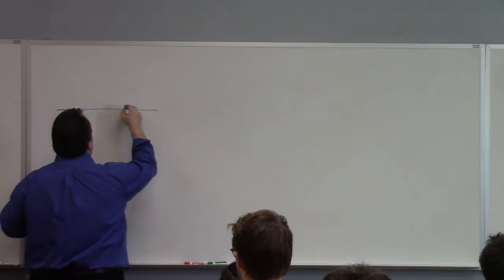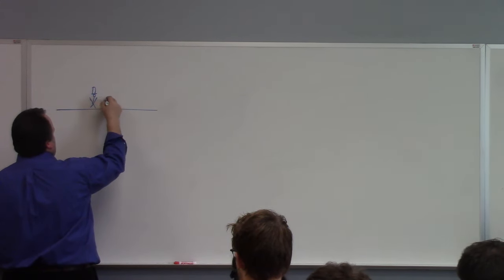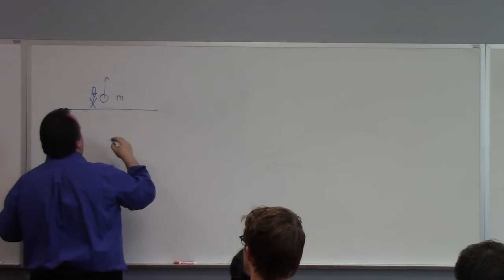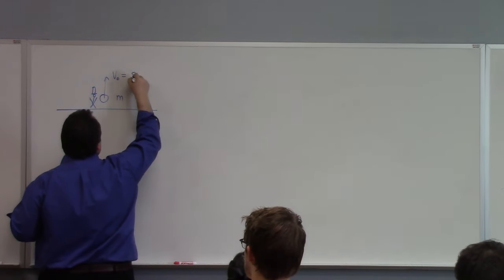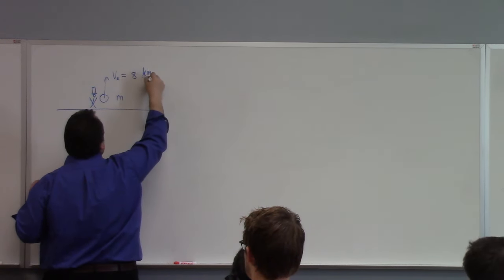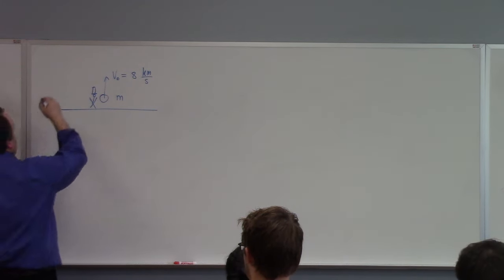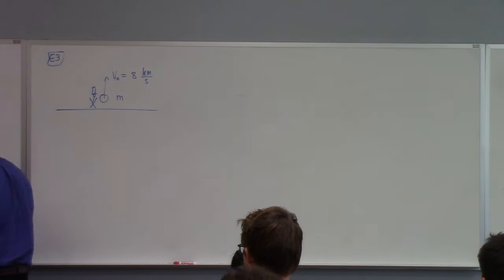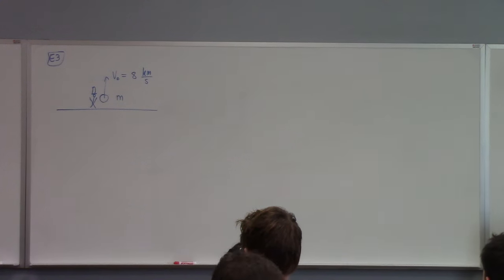So suppose you're here, Mr. Top Hat. He's got a mass, right? And he launches it upwards with an initial velocity of, let us say, 8 kilometers per second, right? Example 3, I suppose. I'm not sure what example it is. I'm going to call it example 3. How high does it go?